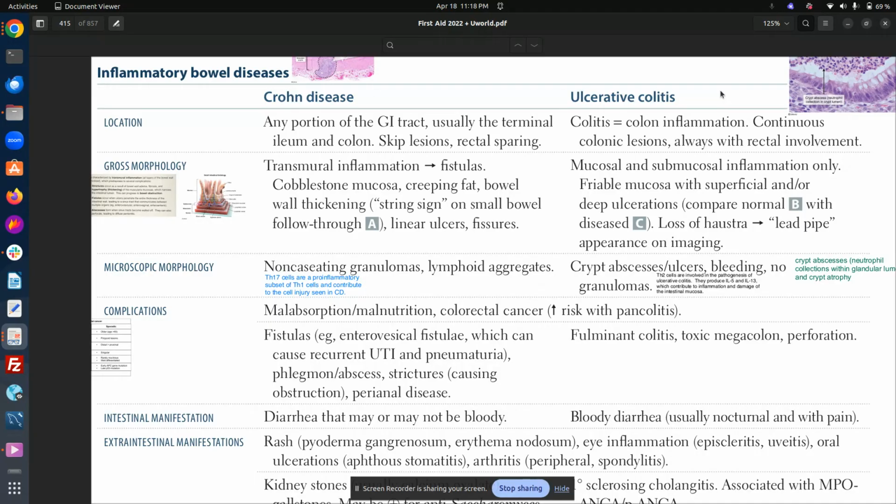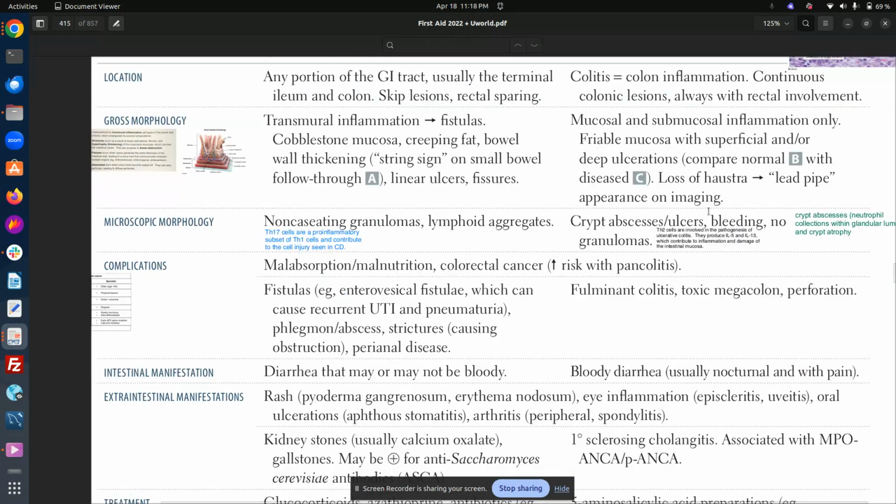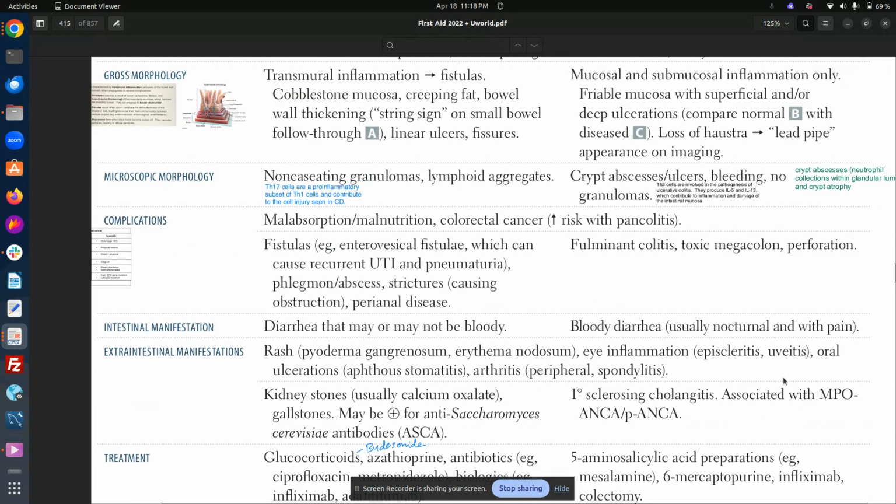Why toxic megacolon? Because of the loss of haustra that leads to lead pipe appearance, and when it gets further enlarged, it can lead to toxic megacolon and can also cause perforation and then peritonitis. In UC, we usually see bloody diarrhea, which is usually nocturnal, meaning nighttime, and it is painful bloody diarrhea. Extraintestinal manifestations, some are common between ulcerative colitis and Crohn's disease.